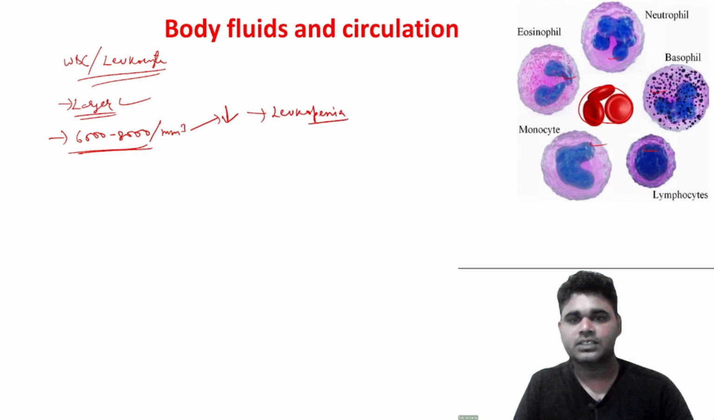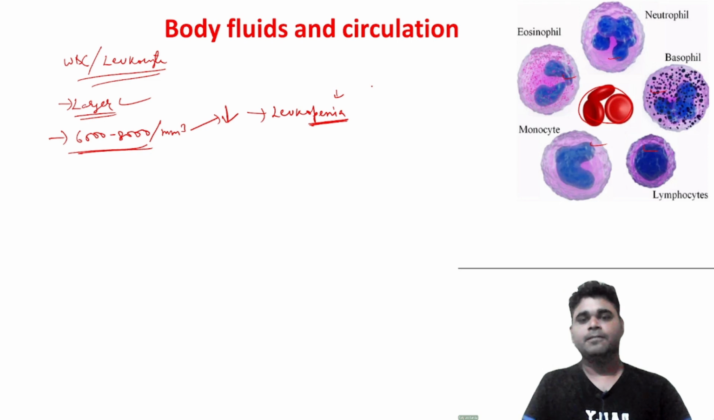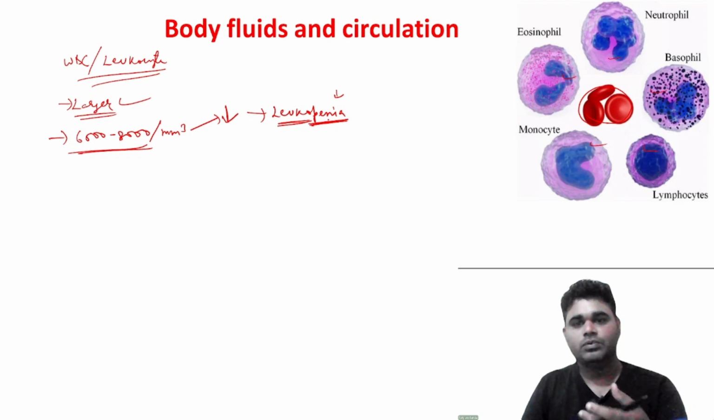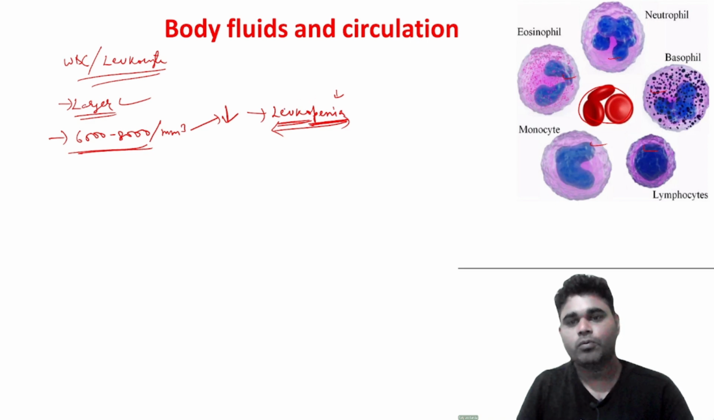Leukopenia. Look at this suffix, penia. Penia means low. That means when the WBC number comes below 6,000, the term is called leukopenia. Here the number is low for the WBC. So a low number of WBC is called leukopenia, while if the number is greater than 8,000, it is called leukocytosis.